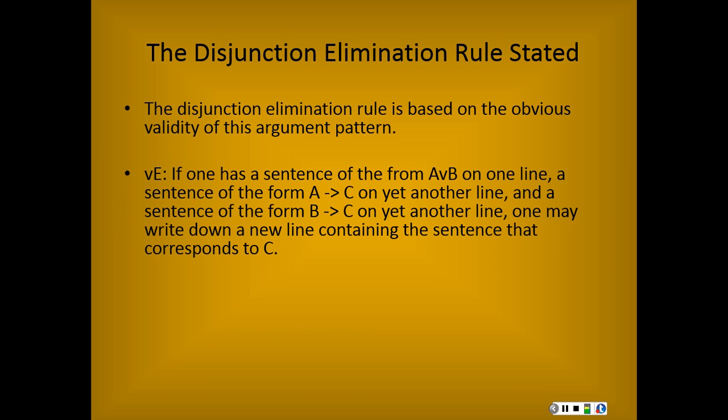It may be stated as follows. So this is the rule of disjunction elimination. If one has a sentence of the form A or B on a line, a sentence of the form if A then C on yet another line, and a sentence of the form if B then C on yet another line, one may write down a new line containing the sentence that corresponds to C.